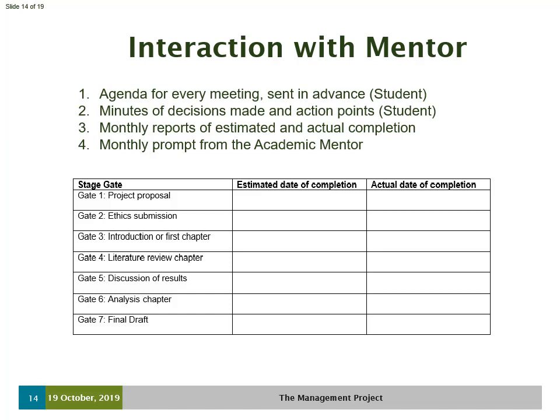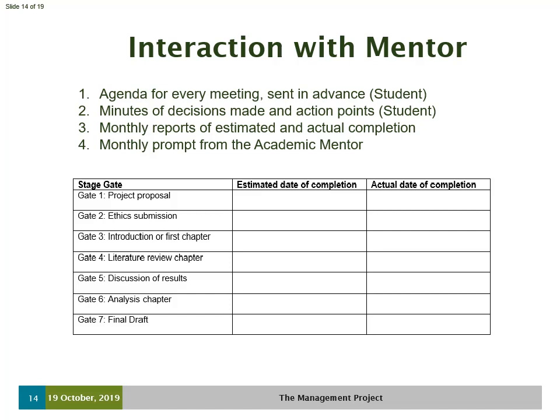As part of the SLA, the Student Learning Agreement, you will propose an estimated date of completion for a gated system. So those go from gate 1 to 7: proposal, ethics, introduction or first chapter, literature review, discussion of results, analysis chapter, and when the final draft is going to be submitted. So this column of estimated date of completion is what you will complete on your SLA. The second column, which you don't need to complete, is the actual date of completion, and this then forms part of a monthly report that you will send to your academic mentor when initiated by your academic mentor, so that between you can see how you are progressing.